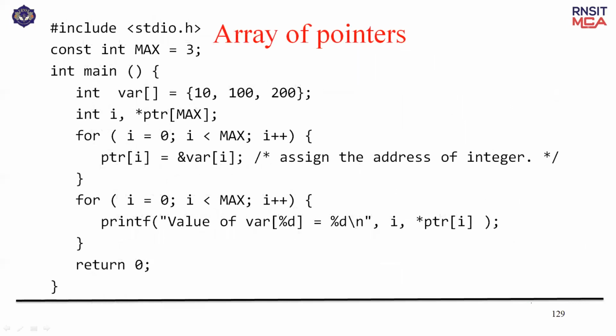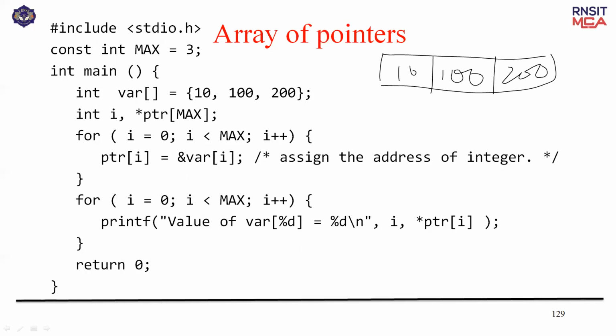Now, the same way, you can create an array of pointers. You have a normal array with values, that is 10, 100, and 200, 3 values. And you are creating an array of pointers. So this is 3 pointers. These 3 are pointers.